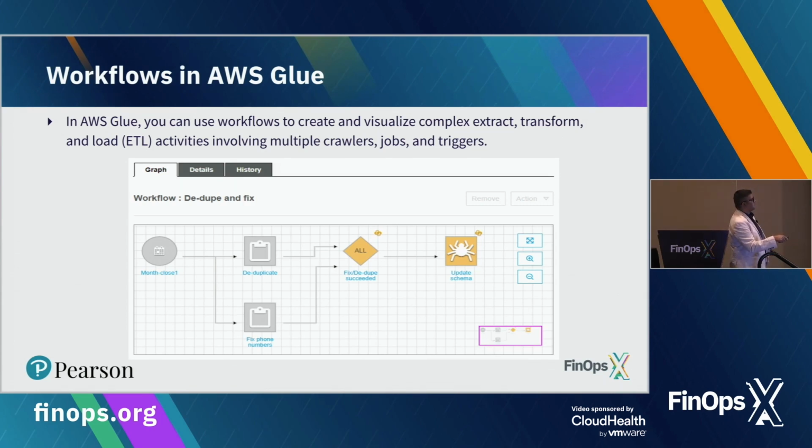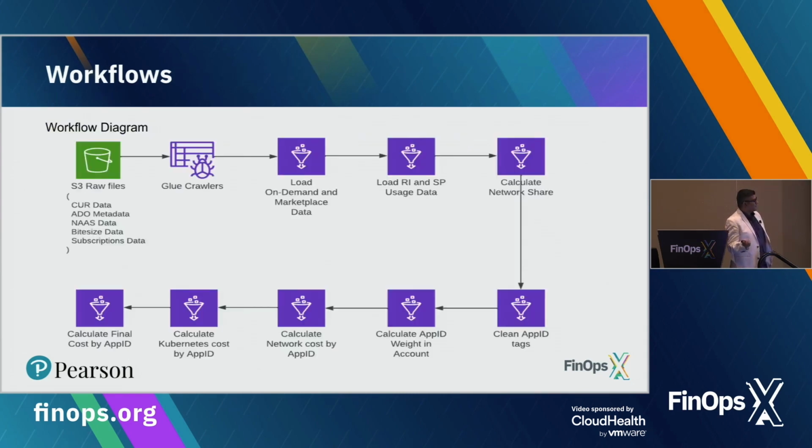That's what this particular example also gives you. You can put it on a schedule, or you can run it on demand. Then you could run a few jobs in parallel. Over here, this example is just deduping the phone numbers, fixing some phone numbers, some cleaning, and then it goes and updates the schema, right? This is just one simple example of how a workflow might be.